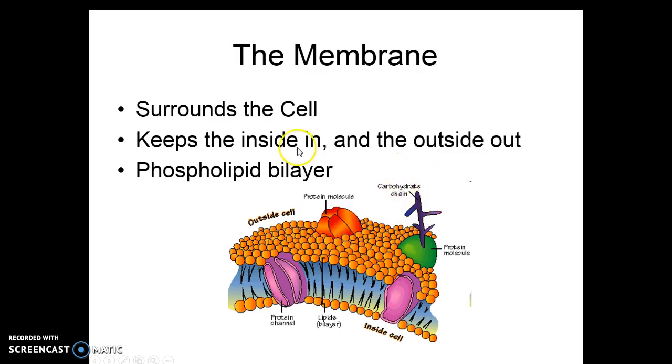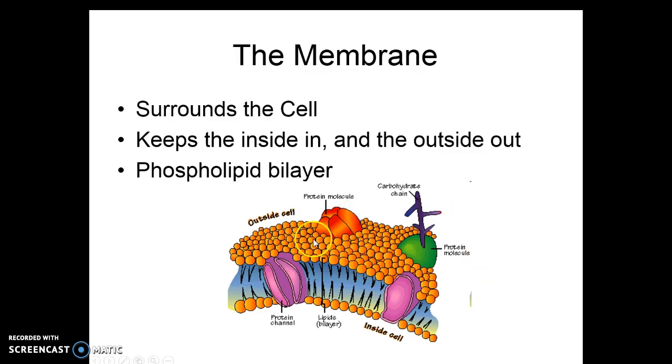We need to know first about the cell membrane. There's a membrane surrounding the cell. Its purpose is to protect the cell. It keeps the inside in and the outside out, and so that's how the inside of the cell can be different than the outside. Imagine this being sort of like your skin. It protects you from the outside world.